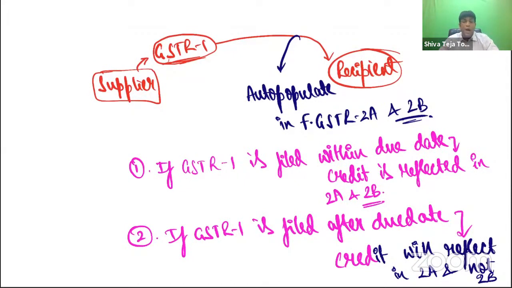So in simple terms, if the supplier has filed his GSTR1 within the due date, then the credit will reflect in both 2A as well as 2B. But if GSTR1 is filed after the due date, it will reflect only in 2A but not in 2B. But there is some great importance for 2A and 2B, my dear friends.